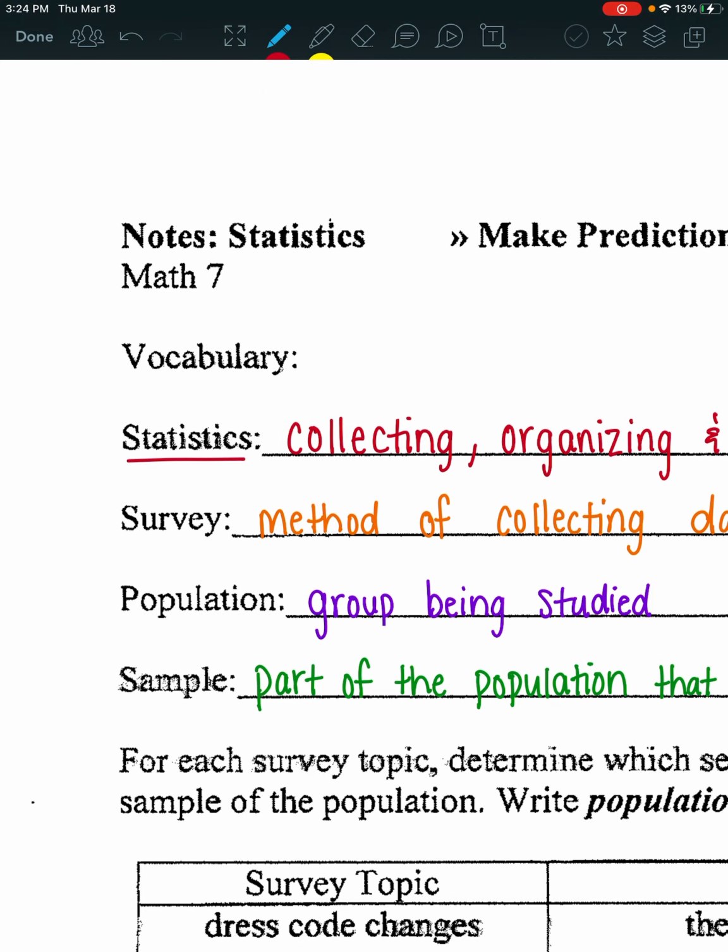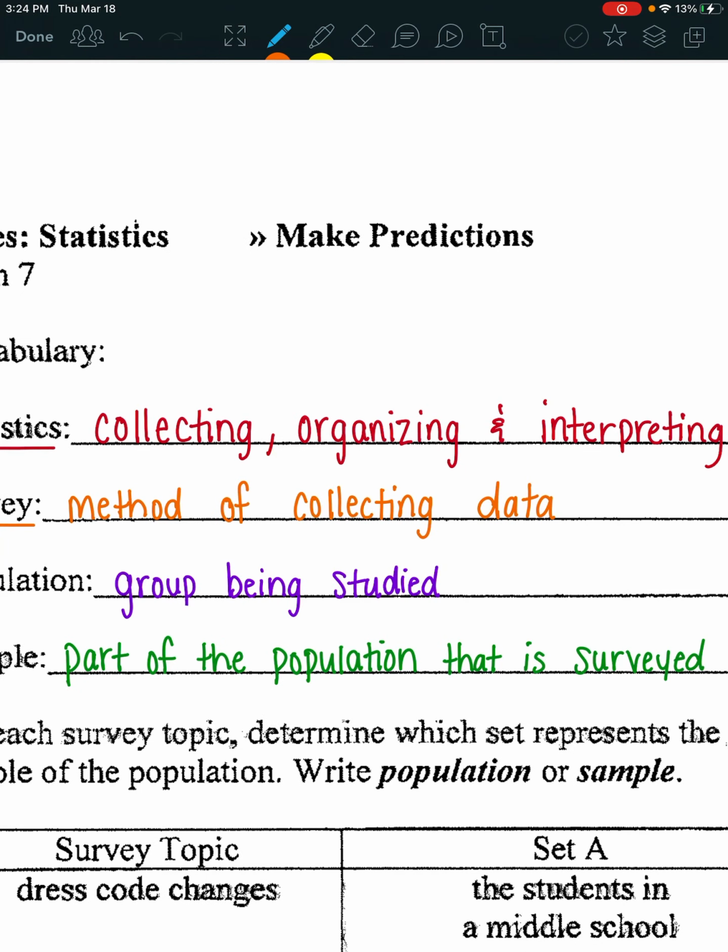Second one is a survey. So often this is a method, one of the easiest ways to collect data. So if you pose that question of what's your favorite sport, we'd go around and ask every single person and then also jot down and collect that information.